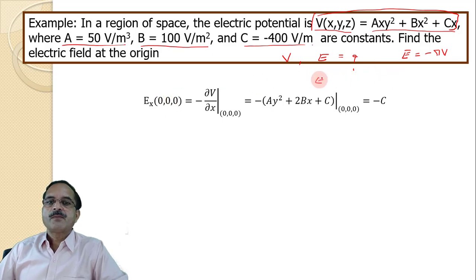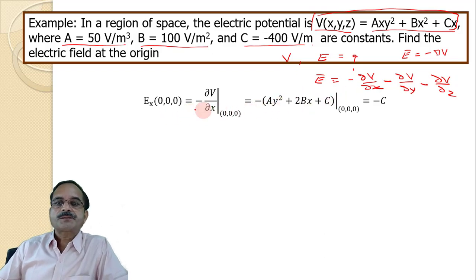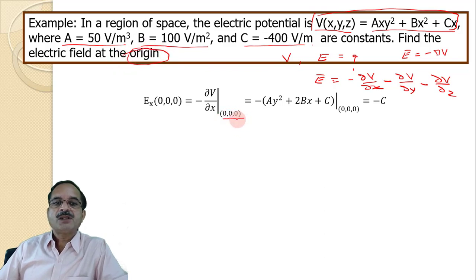So E will have three components. X component is minus dV by dx, y component will be minus dV by dy, and the third, z component, minus dV by dz. So the first component Ex, that is minus dV by dx, and all these are to be evaluated at origin. So at origin, that means I will substitute here x equal to 0, y equal to 0, and z equal to 0.